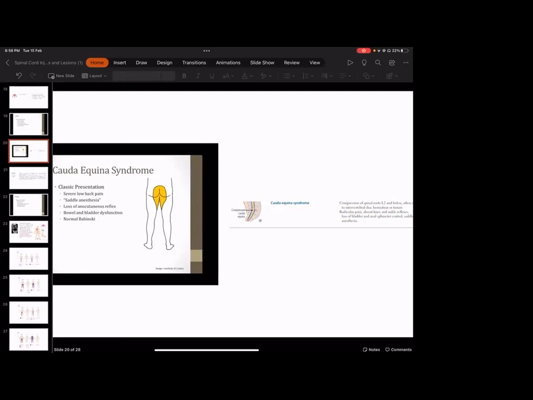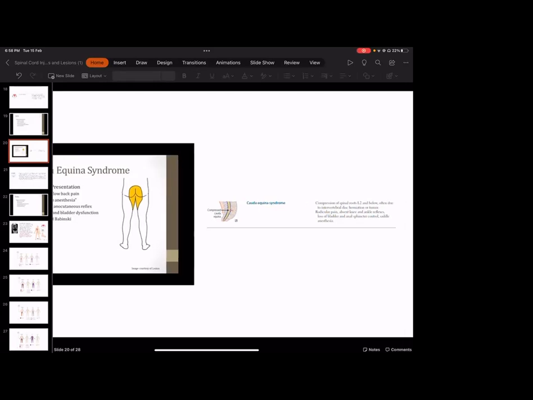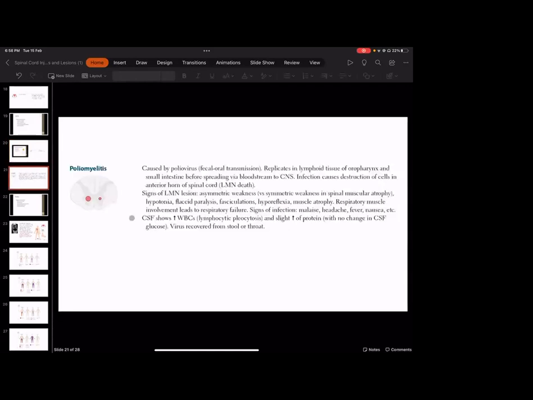And then you have normal Babinski, and the reflexes will also be absent. You're going to have a type of lower motor neuron paralysis because the upper motor neurons are no longer there. You're no longer in the spinal cord. That's why. Okay, I think this is the last one.